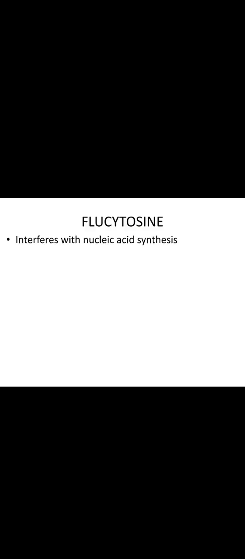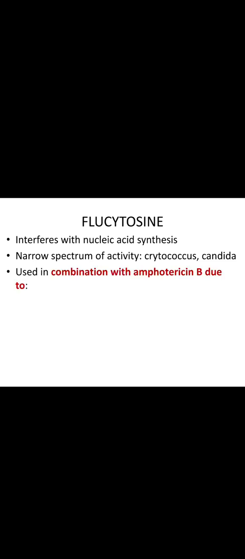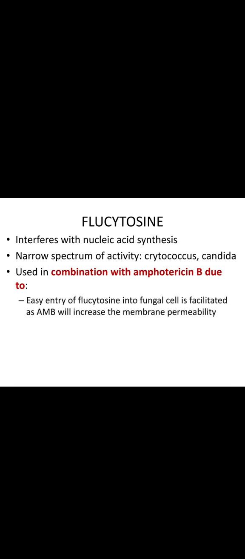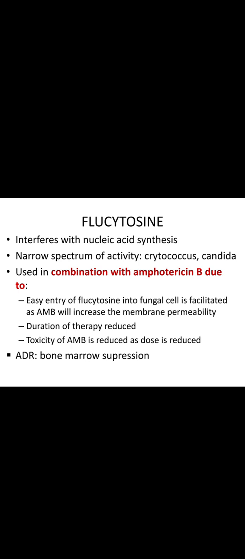Next one is flucytosine, which inhibits nucleic acid synthesis and has a narrow spectrum of activity, so it is used in combination with amphotericin B. The easy entry of flucytosine into the fungal cell is facilitated by amphotericin B, and it also reduces the duration of therapy. And the toxicity of amphotericin B can be reduced if it is combined with flucytosine. The ADR include bone marrow suppression. It is used in cryptococcal meningitis.